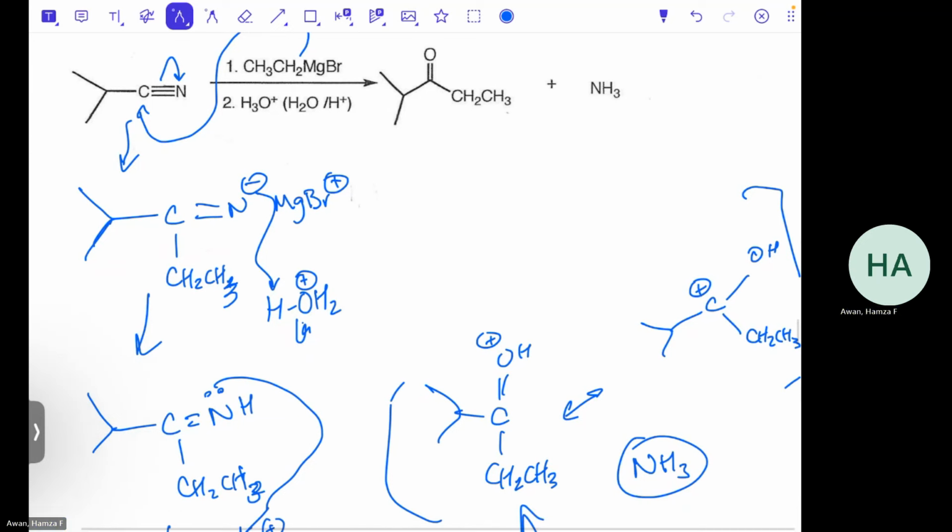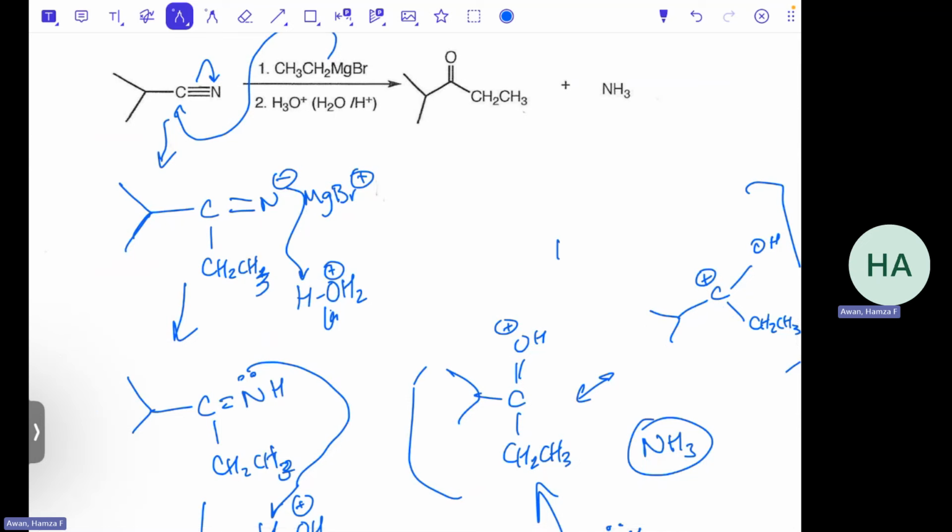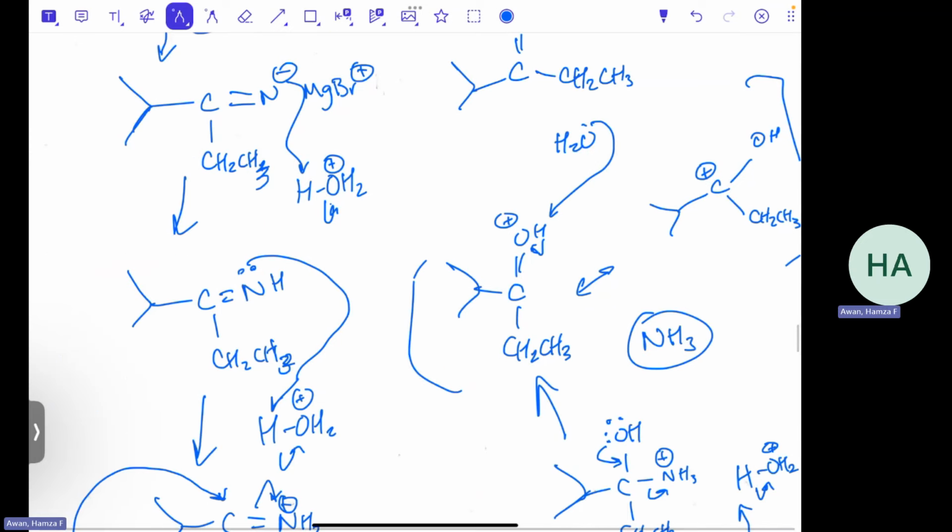the oxygen, so that we can have our final thing. So H2O is going to be perfect at that. The H2O is going to take the hydrogen off of the oxygen. It's just going to create it into a ketone. So that is going to be our final product. Just C double bond O bonded to CH2CH3, and we have created the NH3.